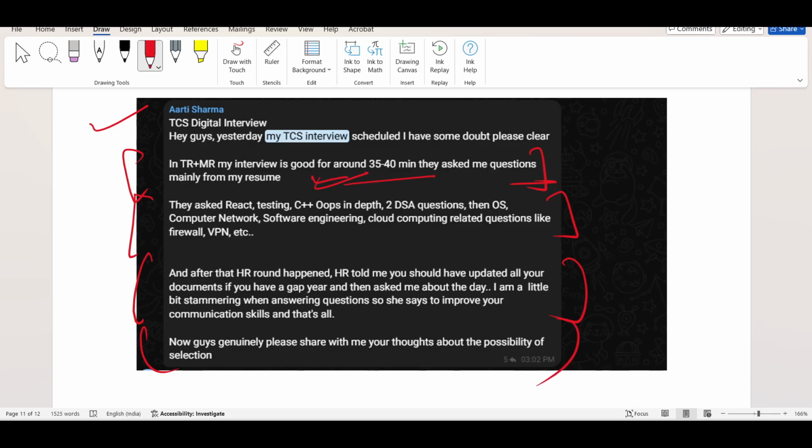Okay, so let's just discuss the interview, what kind of interview this was. As we know, this was for TCS Digital, so we expect the difficulty level to be medium. But if you can see here, it is totally a computer science based interview. Also, I am hoping in her resume, she had mentioned things like React, testing and all. That's why they asked this, because in this message she mentioned in TR plus MR interview, it was good for 35 to 40 minutes. They asked questions mainly from her resume. So I'm expecting these things were mentioned in the resume.